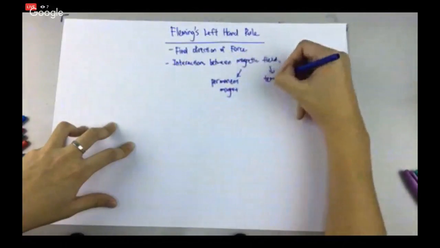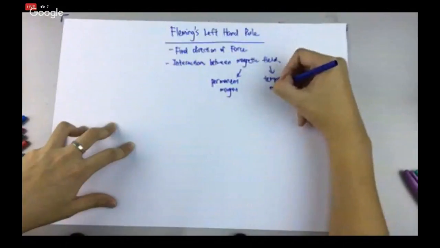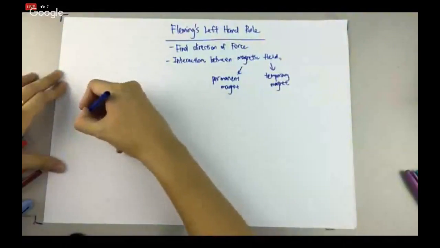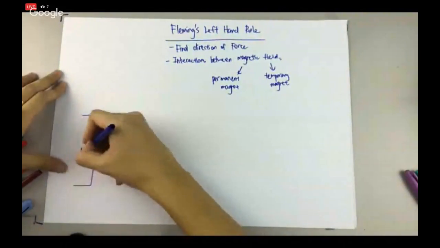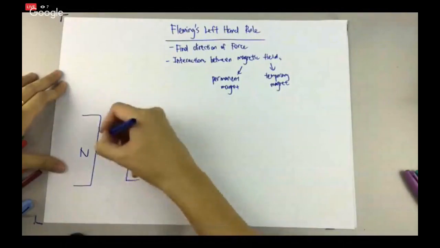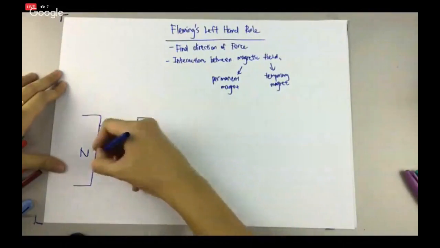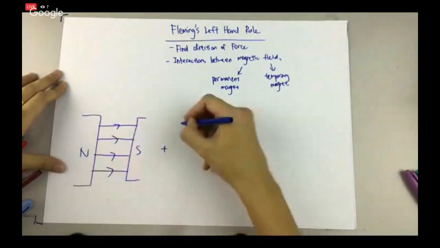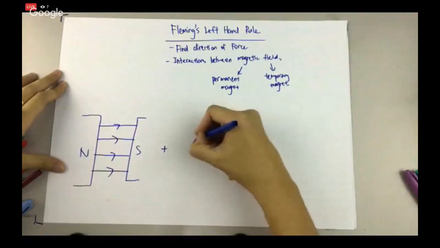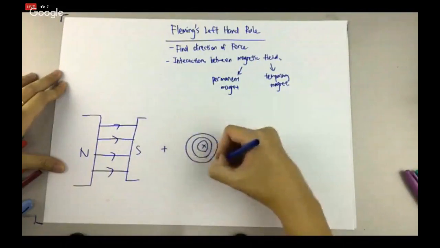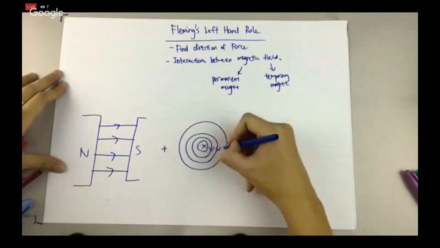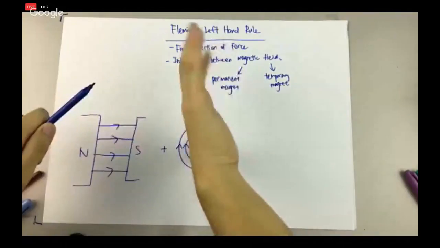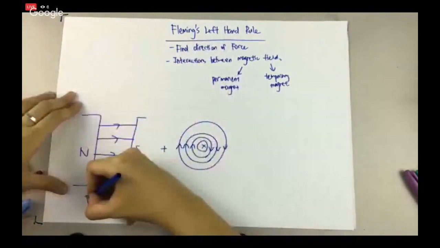This will be the magnetic field from your permanent magnet. It always goes from the north pole to the south. And you add the current carrying conductor's magnetic field. This one will be into the page. So remember, it will be this way. So from the permanent magnet and your current carrying conductor, you produce a force acting on the wire.